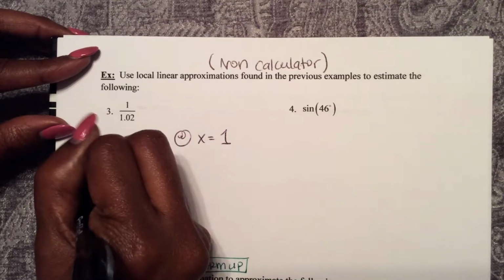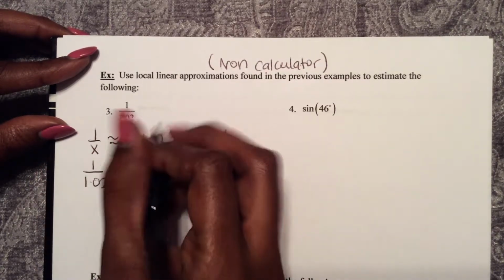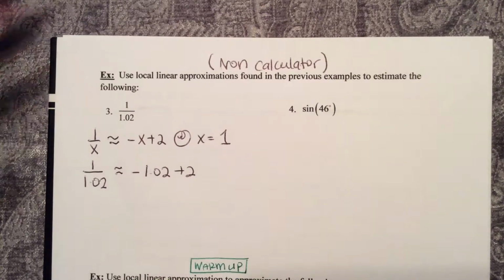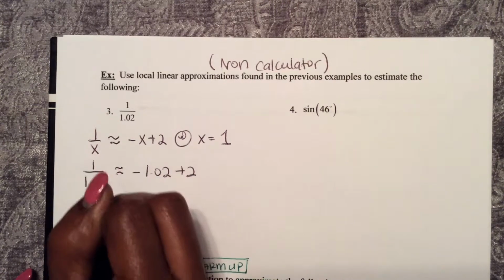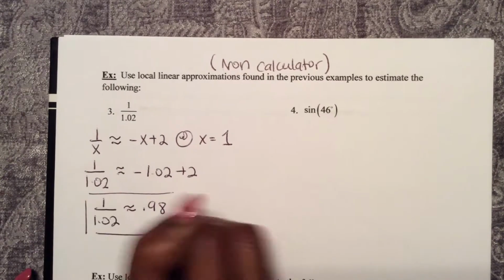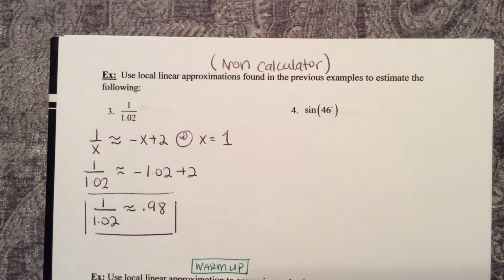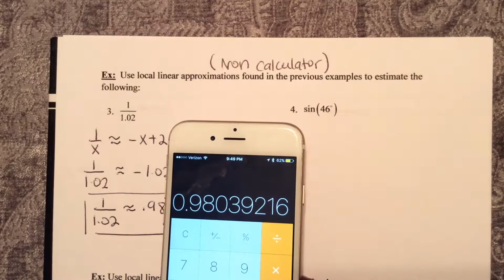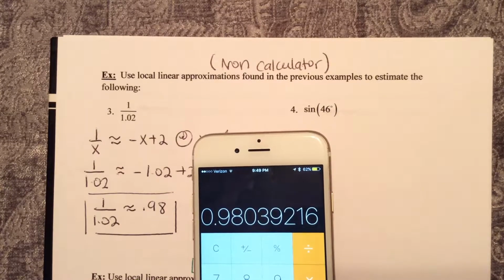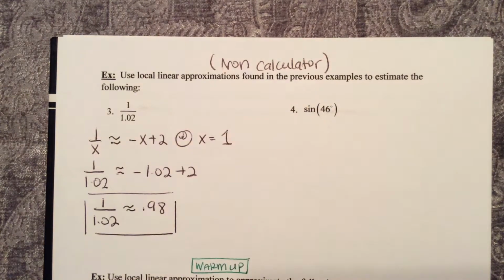So 1 over 1.02 is approximately negative 1.02 plus 2. Well, what does that equal? So that means 1 over 1.02 is approximately 0.98 using my linear approximation. Now, if I want to check that, I can plug it in my calculator. 1 divided by 1.02 is about 0.98.